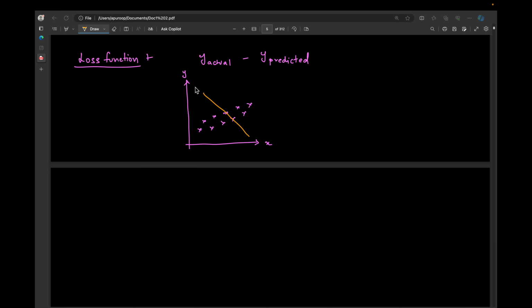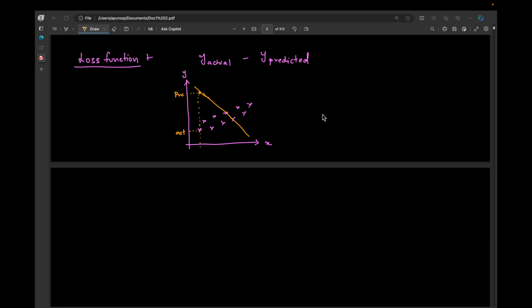So if we observe, this is our actual price, whereas this will be where it will touch, right? This will touch the line at this point, and this will be our predicted price. So this is our predicted, and this is our actual. And what will be actual minus predicted value? Will it be positive or negative?